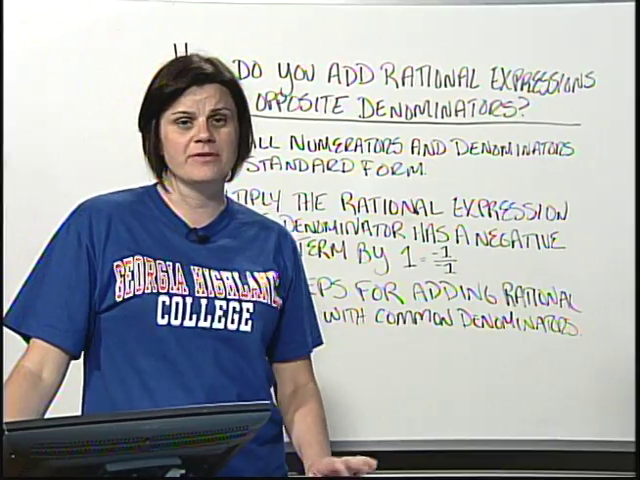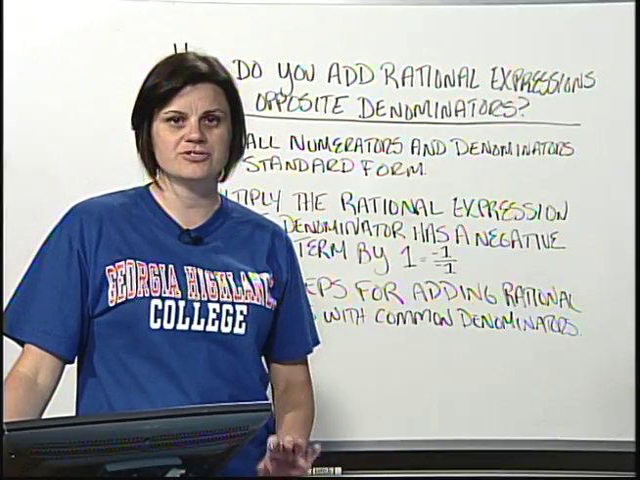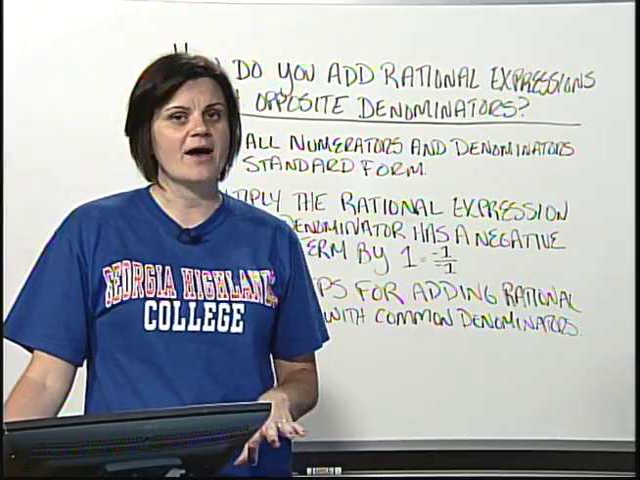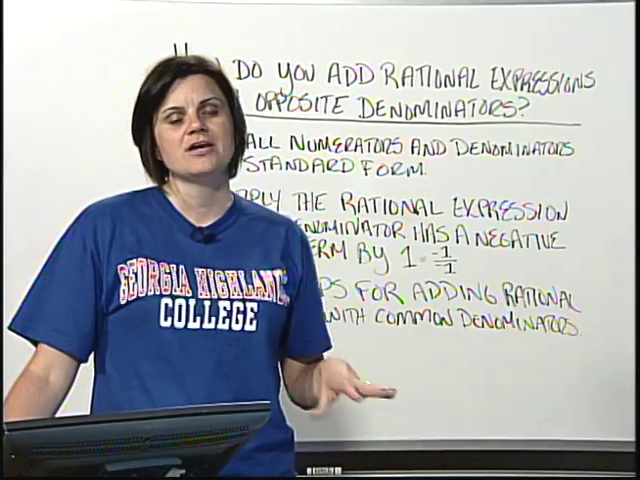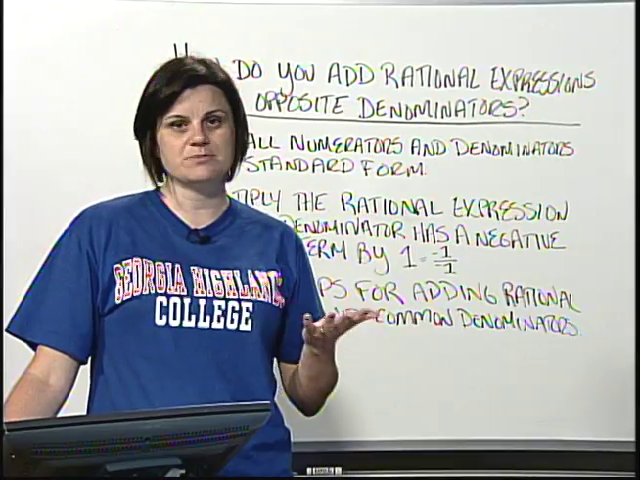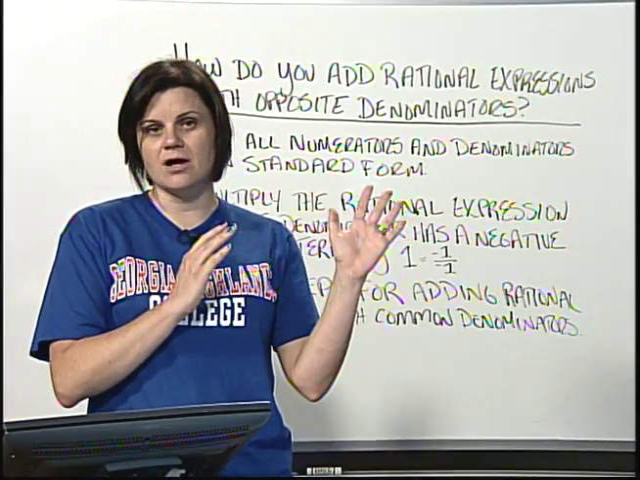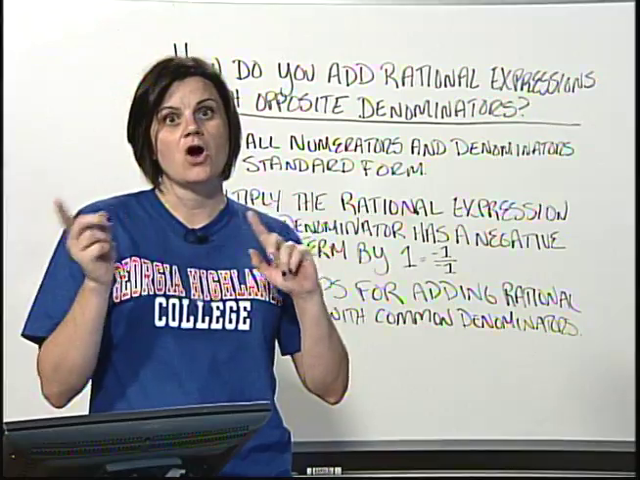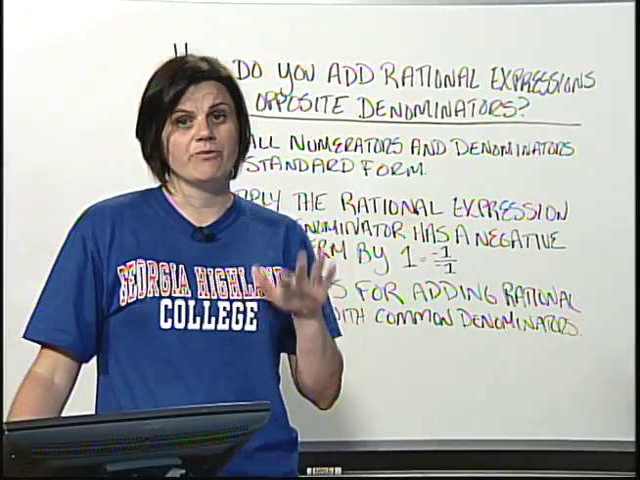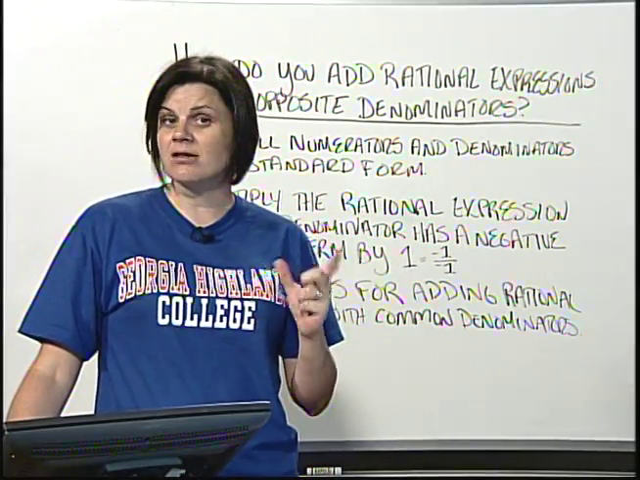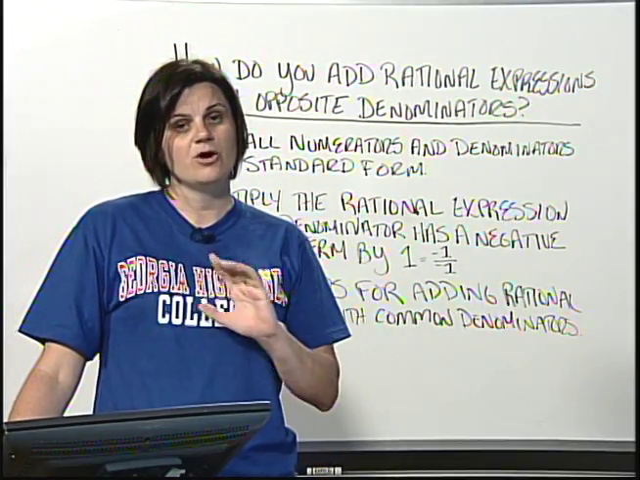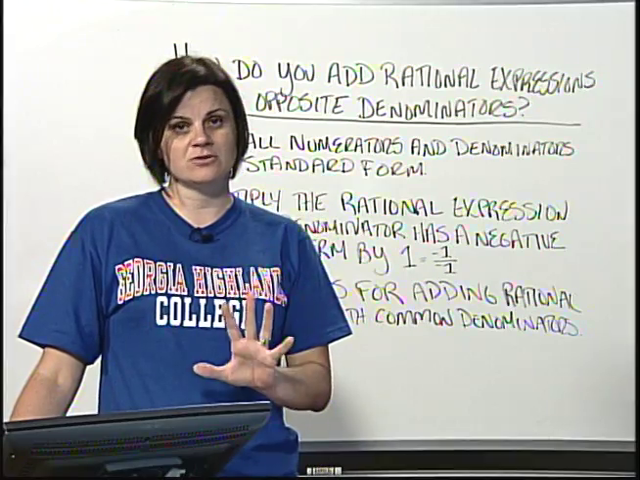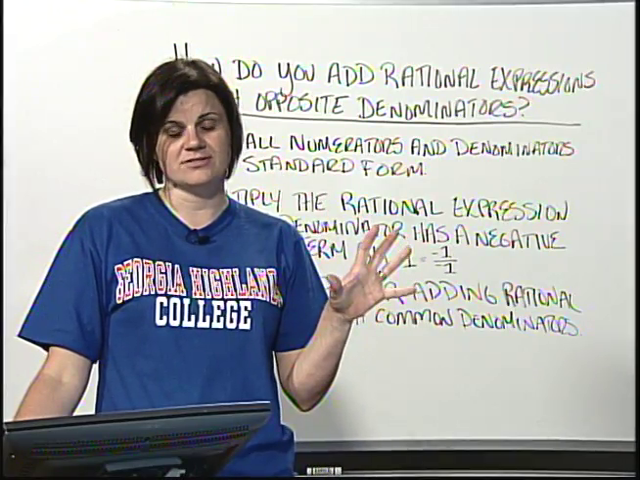All right, I hope that this has been helpful for you in understanding how to add rational expressions with opposite denominators. And remember, to have an opposite denominator just means you've got the same terms in the denominators, but all the signs are opposite of each other. So we remedy that by multiplying by that clever form of 1, which is -1 over -1, which doesn't change it, just makes it look a little different by changing the signs of everything.